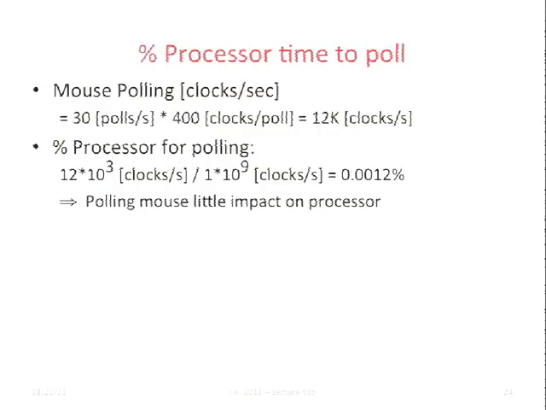So polling has a very different impact in each case. For mice, where you're only looking 30 times a second, if you do the math, 400 clocks per poll gives about 12K clocks per second. That's nothing, that's peanuts. So you can easily poll for the mouse, and you're only using that much of your processor speed. That's not a problem. I removed the floppy in there, but you could actually poll for that too.